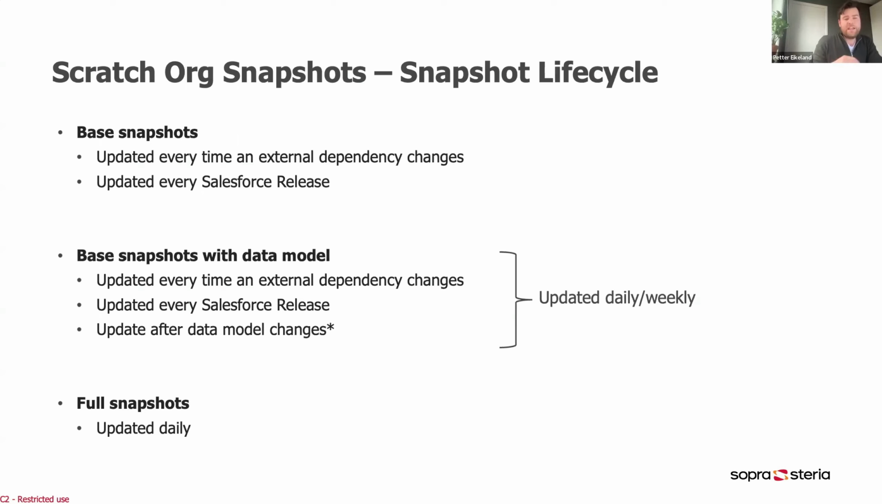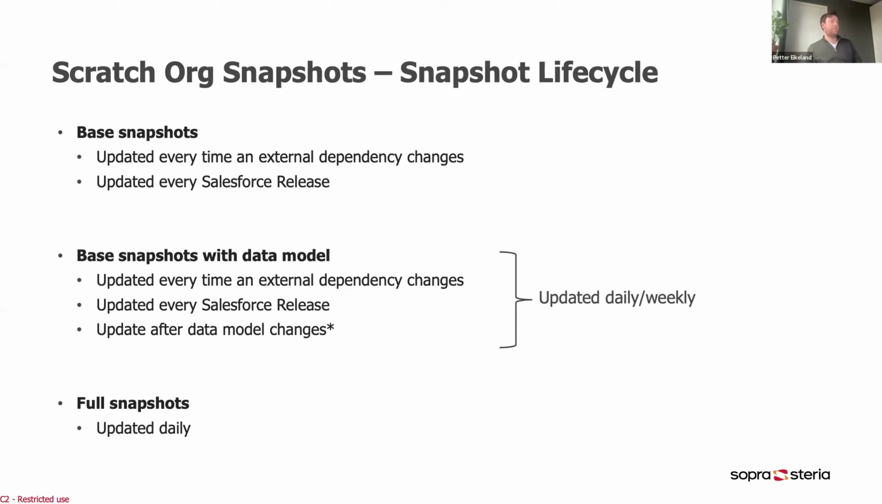For the base snapshots with data model, you would probably update at the point where your data model changes, maybe more significant changes, and then you might update it more frequently than that, maybe daily or weekly. I haven't talked too much about full snapshots. I will come back to it, but what I suggest is more of a daily update. And by update, I actually mean deleting the snapshot and creating a new one.